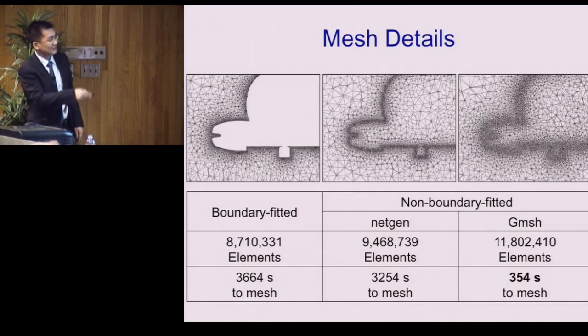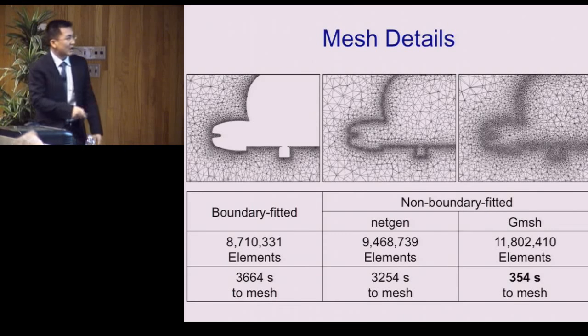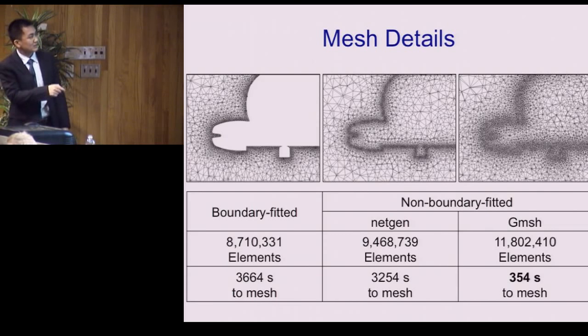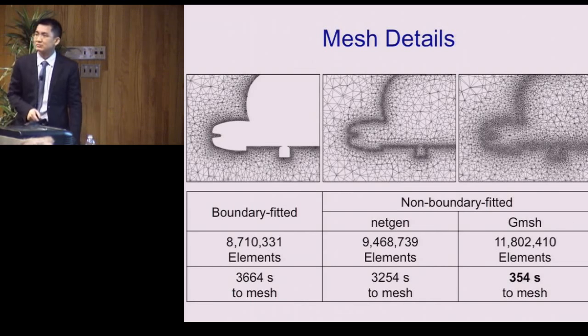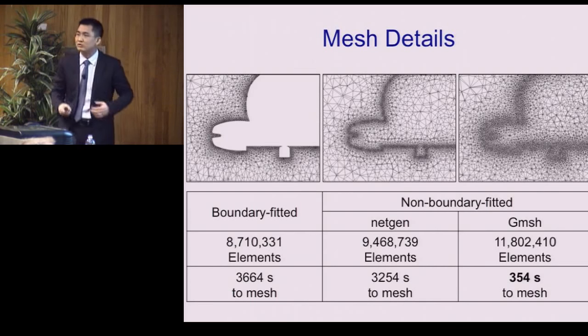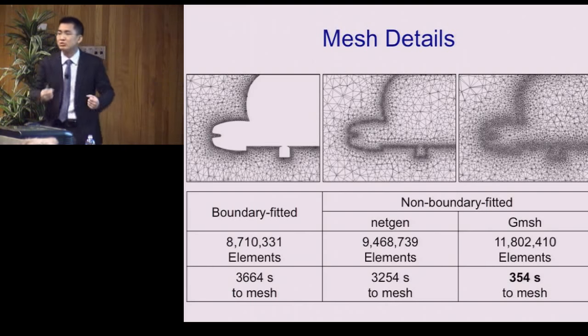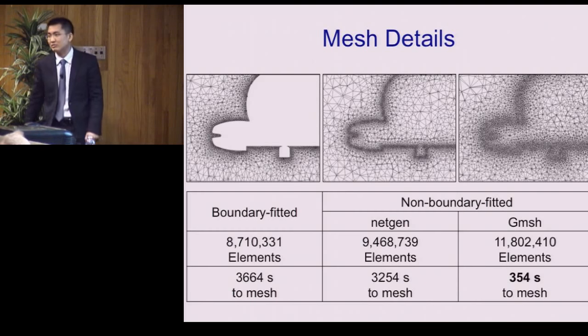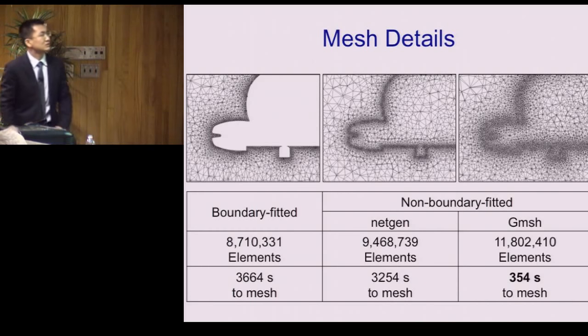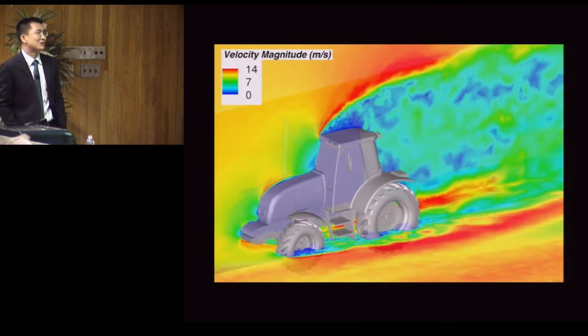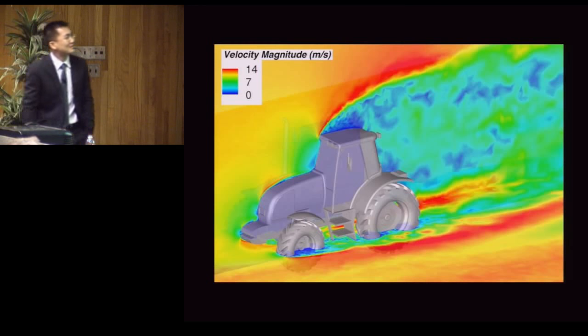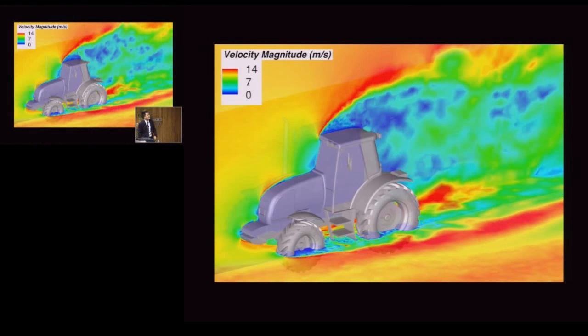Also, the boundary fitted mesh takes about 1 hour to build this 8 million element mesh. But when we use GMesh, we have a little bit more, about 11 million elements, and it only took us about 5 minutes. Now start to think, if we are doing fluid structure interaction, when this geometry is moving around, you need to constantly do remeshing. This will play a very different role. All right, so just a quick movie of what the flow field looks like.